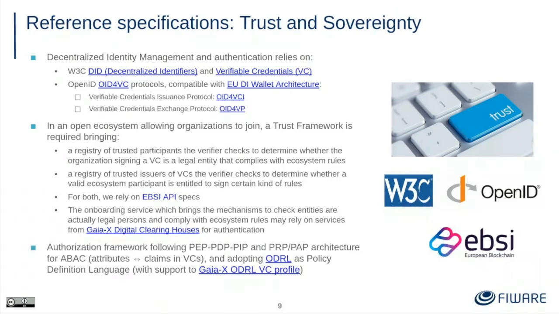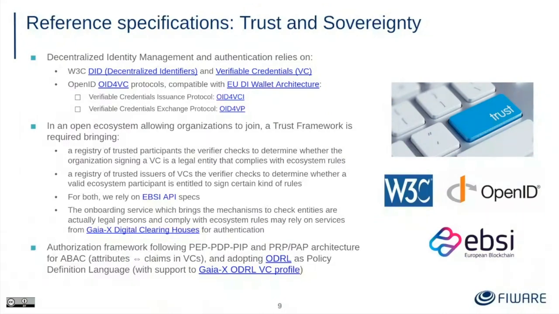In an open ecosystem where we have organizations joining, the trust framework itself requires a little more. So we require a registry of trusted participants where the verifier can check and determine whether an organization is a legal entity inside our data space. We need a registry of those trusted issuers.